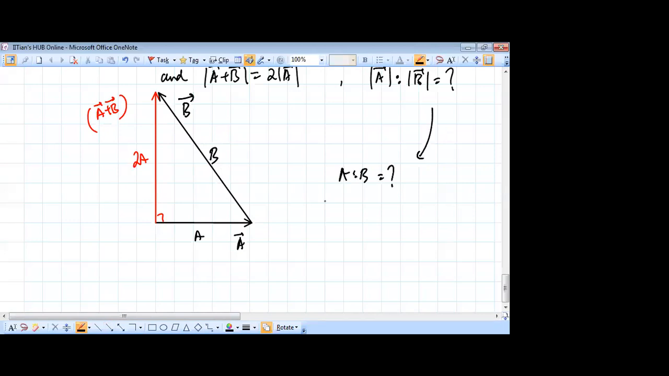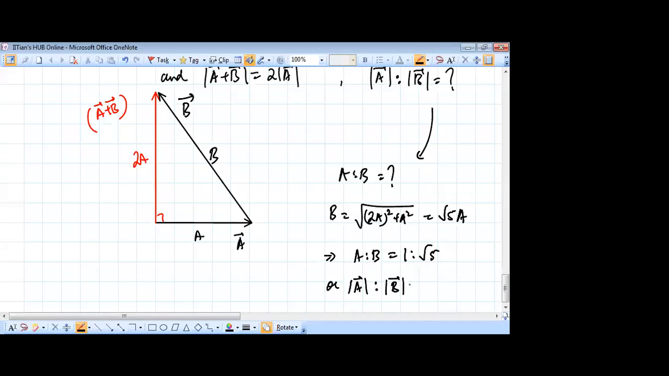So you just use the fact that B is equal to square root of perpendicular square plus base square. So that is root 5. So then you can see that A is to B is 1 is to root 5. Or in more proper language, the magnitude of the vector A, its ratio with the magnitude of the vector B, is becoming 1 is to square root of 5. That becomes your answer. Simple.